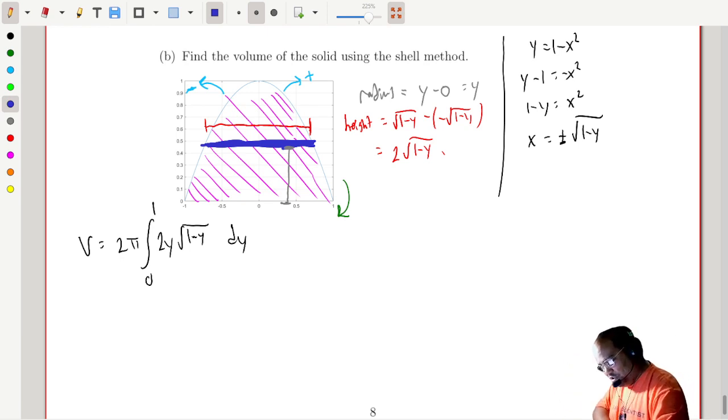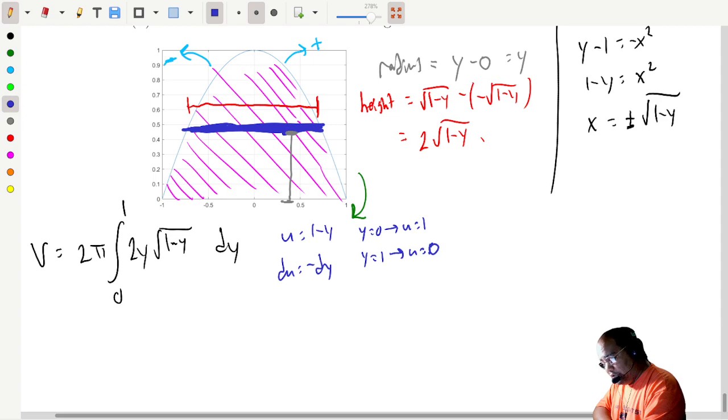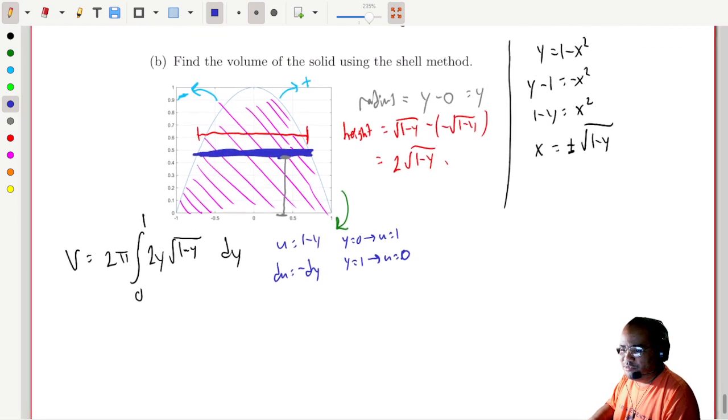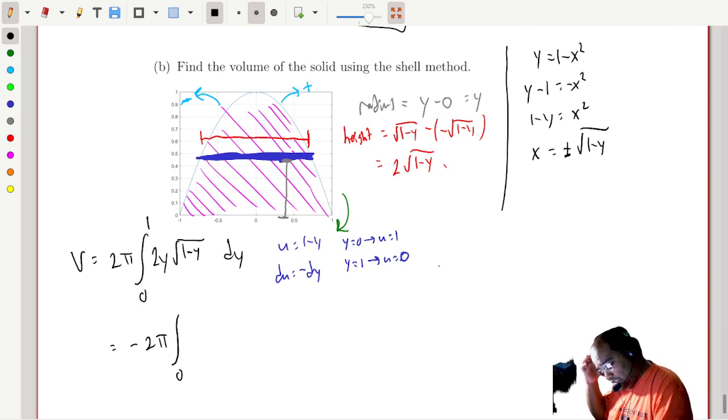Okay, so we're going to do the u substitution here. U equals 1 minus y, so du is minus dy. Okay, and notice what happens here. When y is equal to 0, u equals 1. And when y equals 1, we get u equals 0. Again, just by plugging into our substitution. So take a look here. Minus 2 pi, okay, times the integral from 1 to 0.